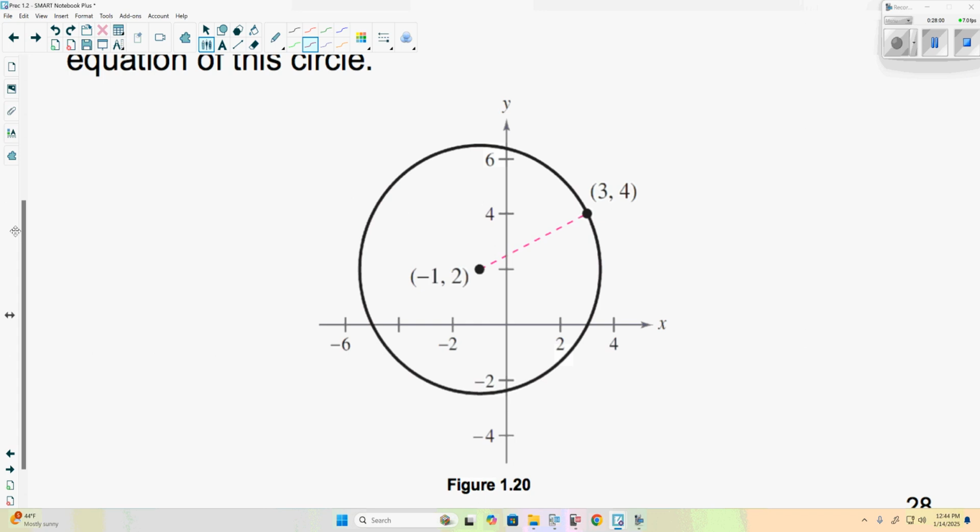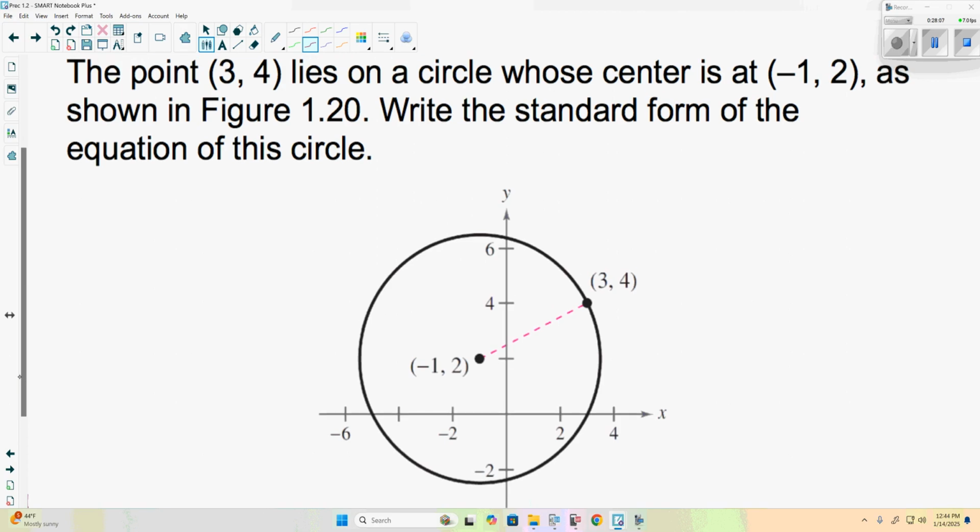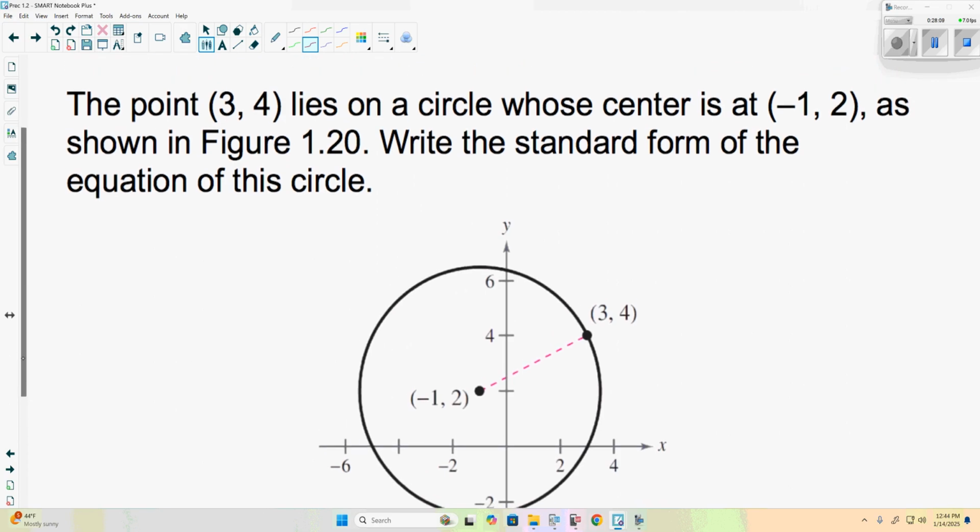Like this here, they gave us the center and the radius. Or they gave us the center and a point on the circle. All we need to do is find the radius, and we get there. 3, 4 lies on the circle, whose center is at negative 1, 2, as shown here. Write the standard form of the equation.